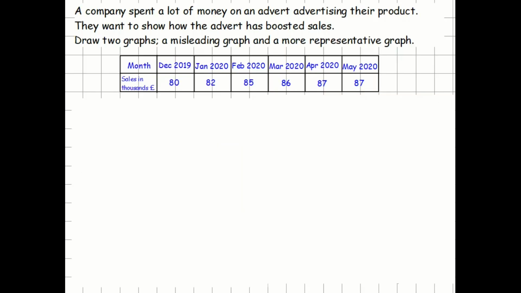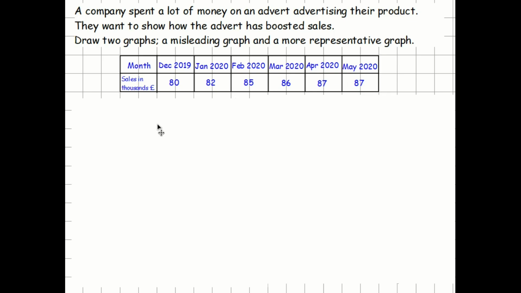Okay, so let's have a look at how we could do this. How could we draw some graphs, one to be misleading and one to be more representative? Well, here's an example. A company spent a lot of money on an advert advertising their product. They want to show how the advert has boosted sales. Draw 2 graphs, a misleading graph and a more representative graph. So here are the months that they gathered their data over: December, January, February, March, April and May, and the sales figures in thousands. So in December they made a profit of 80,000, in January 2020 82,000, and so on.